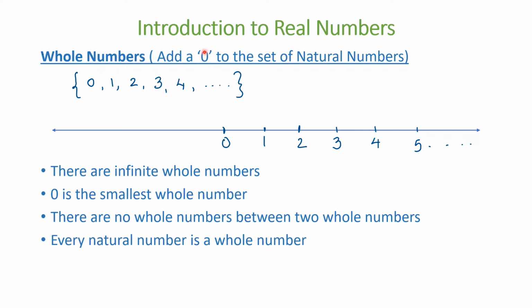Now, when we add a 0 to the set of natural numbers, we get the set of whole numbers. And as you know, when we plot the points on the number line, you always plot 0 to the left of 1. There are infinite whole numbers. 0 is the smallest whole number, and again there are no whole numbers between any two whole numbers. And also, very importantly, every natural number is also a whole number.